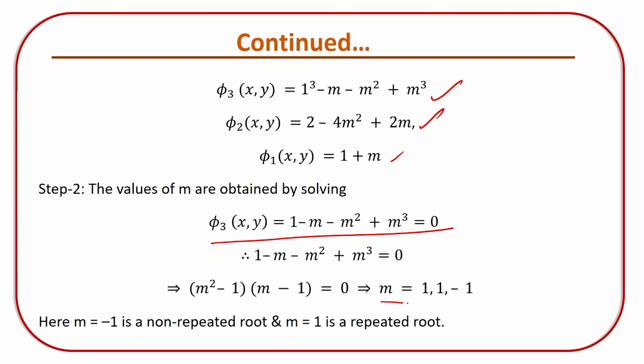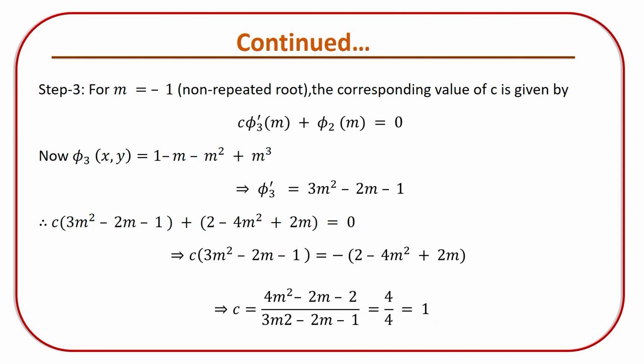So, how many points do you obtain? You obtain 3 points, m equal to 1, plus minus 1. That means 1 is the repeated root, and minus 1 is the non-repeated root. For the non-repeated root we have one solution to find c, that will be c into phi 3 dash m plus phi 2 m is equal to 0.